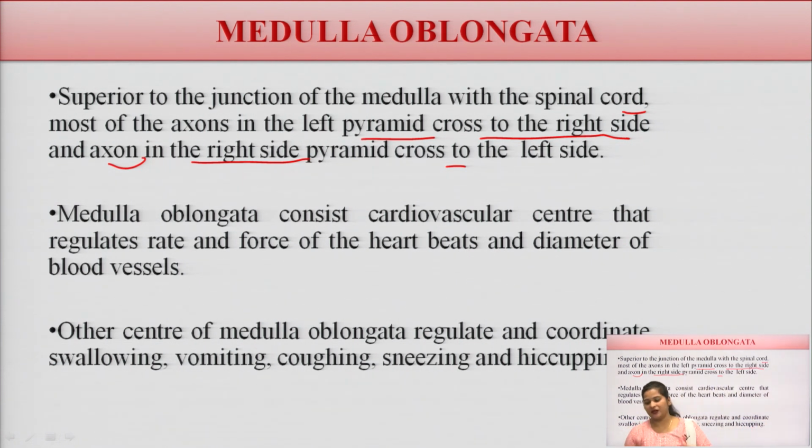Okay. Now, the medulla oblongata consists of the cardiovascular center, which also controls the rhythmicity of the heart. So, whenever the impulse is high or the heart rate increases, it is controlled by the medulla. The medulla oblongata also consists of a vasomotor center that regulates the rate and force of the heartbeat and the diameter of the blood vessels.